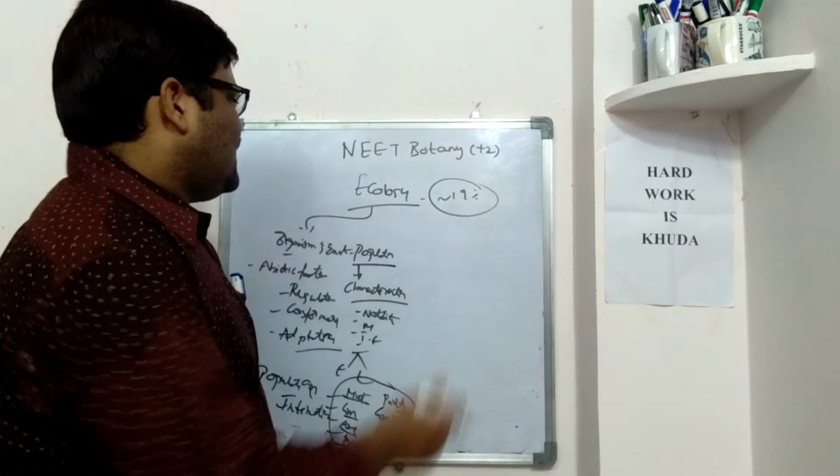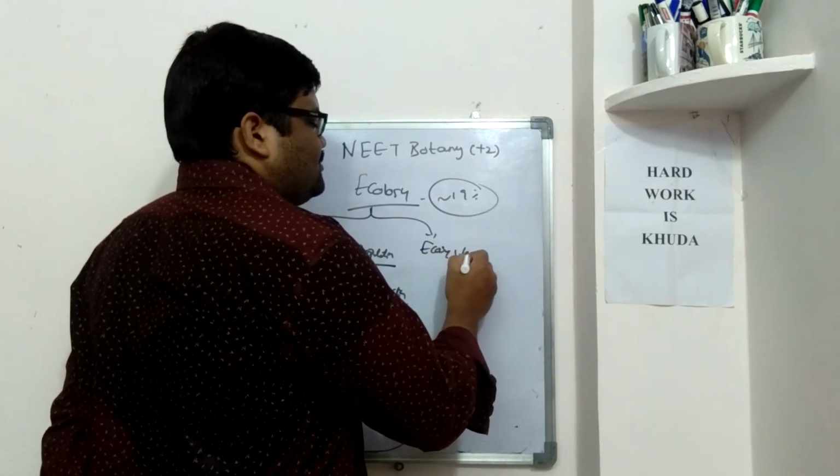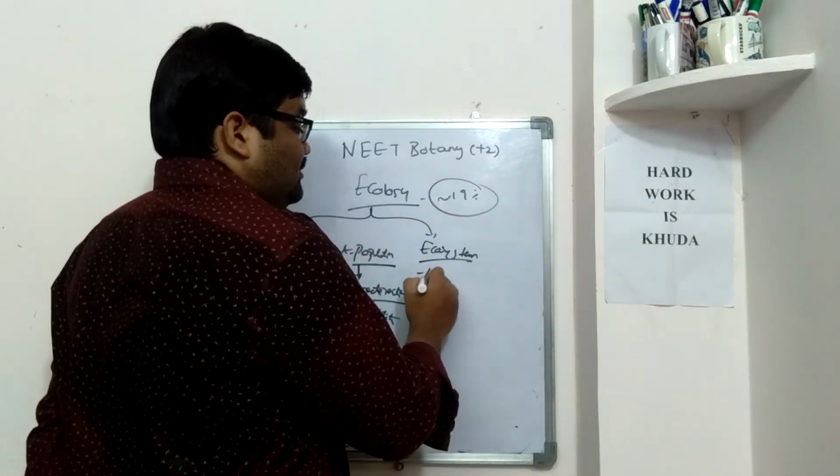Then the second aspect we have to cover under ecology is the ecosystem: ecosystem structure and function, like productivity.